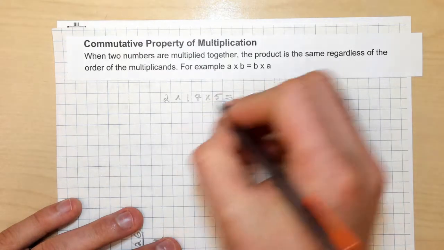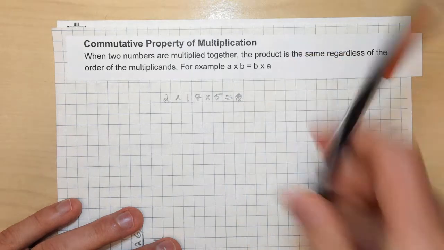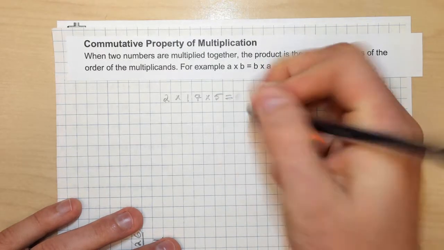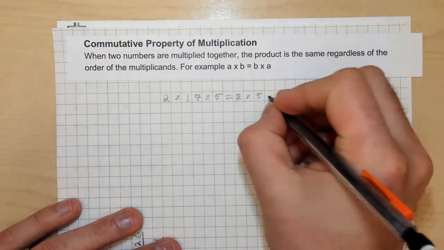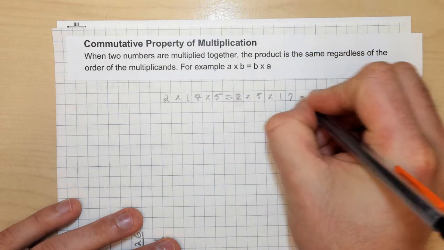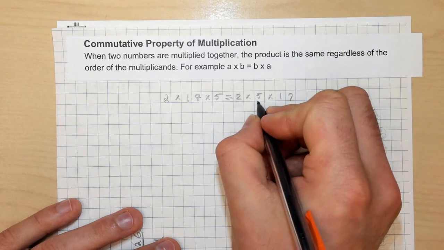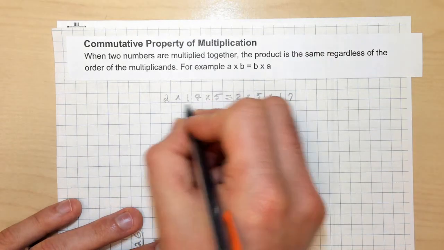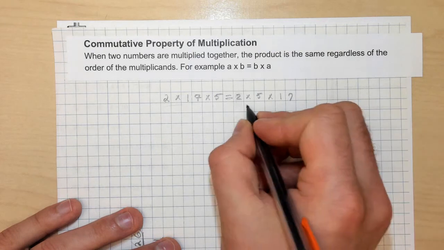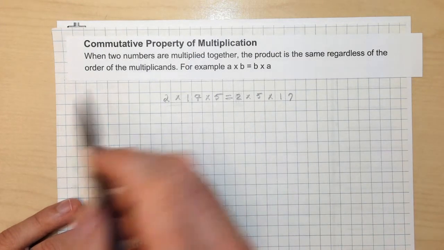So I'm going to say this is the same as 2 times 5, which I know is 10, times 17, right? That's definitely a lot easier. I know 2 times 5 is 10, times 17 is 170. And that's exactly what this would be, and that's what that would be. I would just much rather multiply it in this order. So that's the purpose of the commutative property.